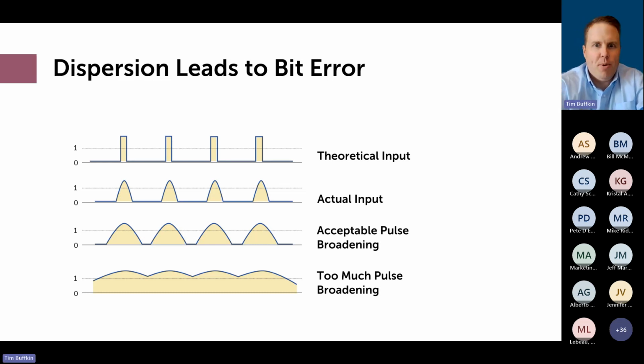If you have too much pulse broadening, now we're going to run into issues because we don't actually have separation of the pulses. And that's what's going to lead to the bit error. Because we've got enough power to get to the receiver, but now the receiver is going to see this, and it's not going to know where the zeros are, essentially. So now the data isn't coming through as clearly as it needs to be.